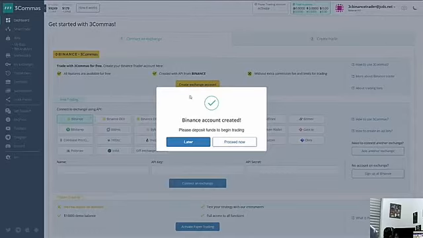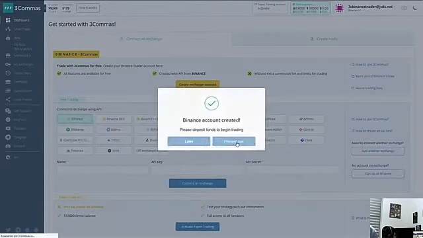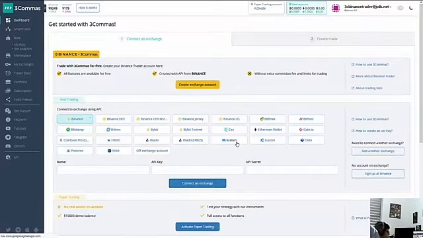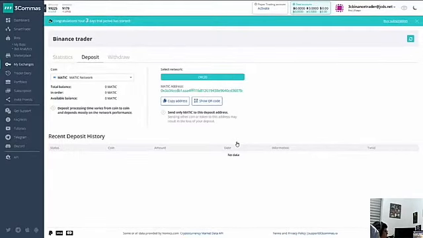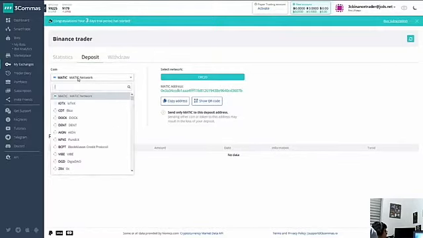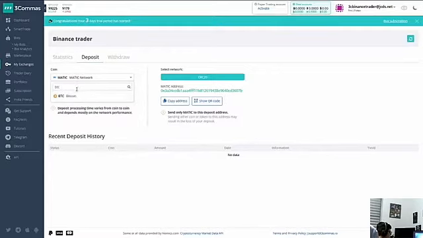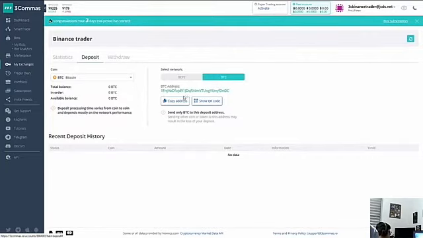So I need to deposit some funds to begin trading. So why not, right? So I will proceed to deposit my funds. I can deposit using several coins. I will use Bitcoin. So I have my deposit address here, and I will pause the video while I make my deposit.